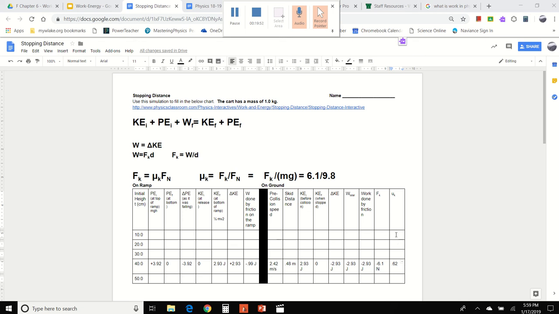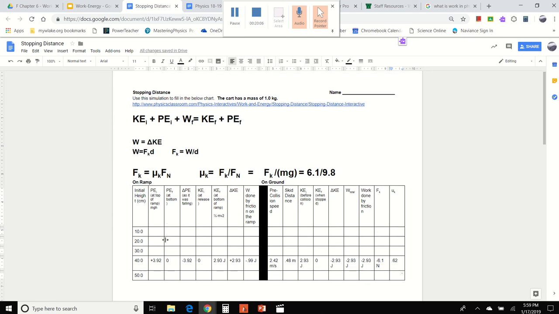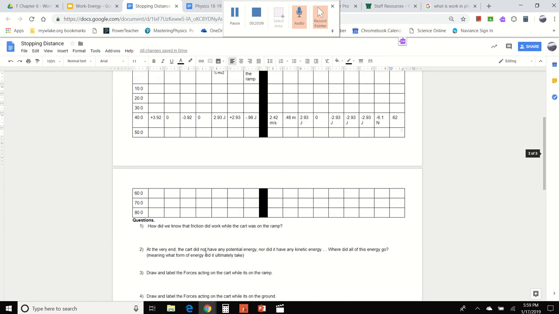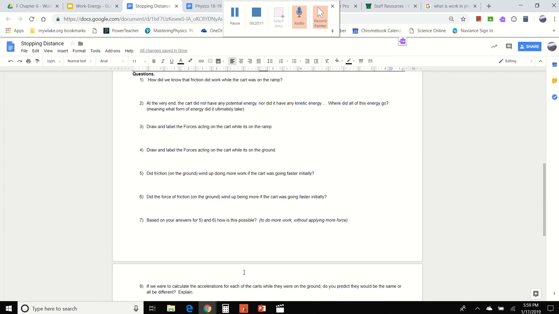But double check yourself on each of these. This number should never be higher than 1. I don't know if we'll wind up being the exact same value, but it should at least be within the same range on all of these. Okay, so you're going to try this for each of the different heights and follow the corresponding questions.